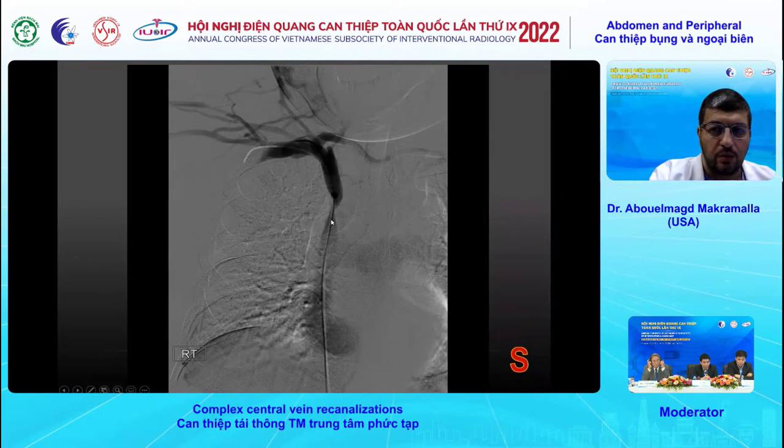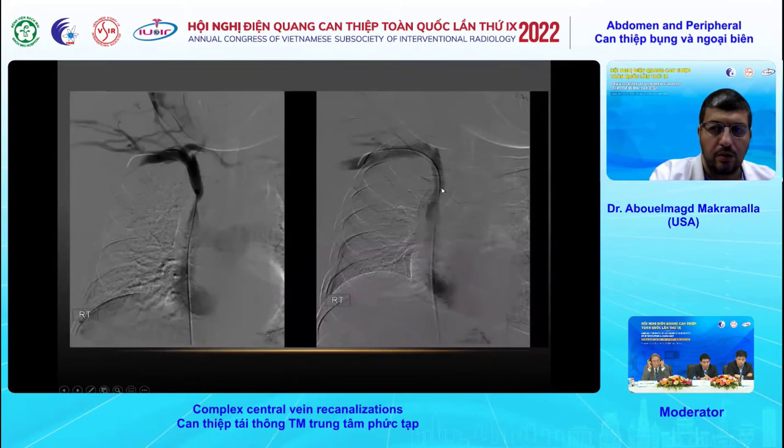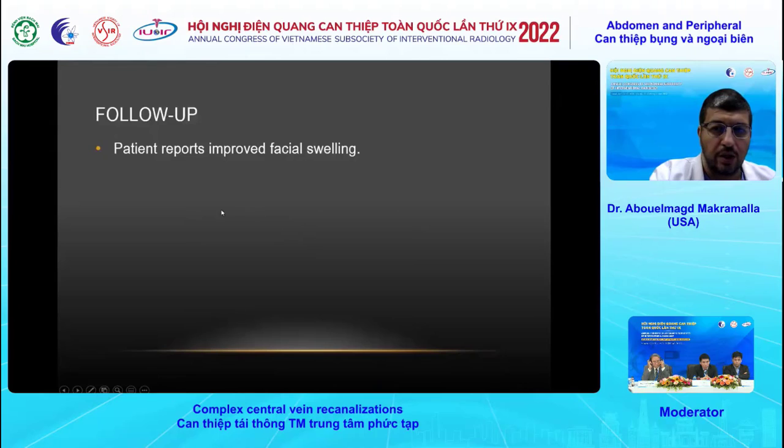However, we angioplastied with bigger balloons and we got a good venogram with a better caliber of the vein. Unfortunately, the patient did not want a stent at that moment. So we followed them up for at least 2 years, and then unfortunately this recurred and symptoms recurred. So the patient opted into receiving a stent, and we were able to place a covered stent in that location, and his facial swelling improved.